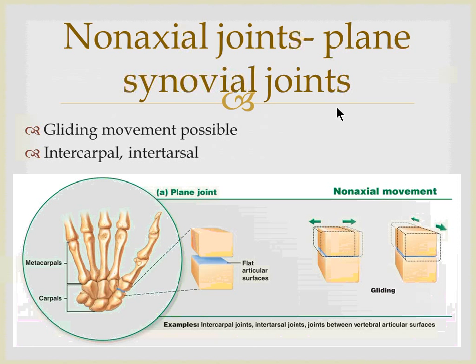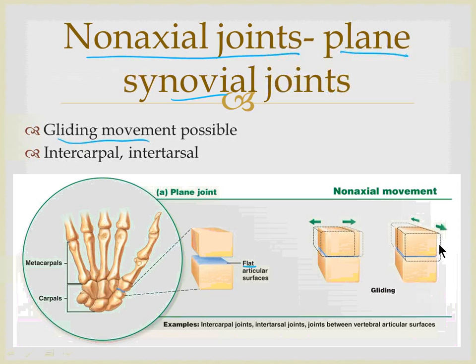But there are some synovial joints which do not move along any axis. All they do is a simple gliding movement. So we can't put them in any kind of axial joint, and that's why we call them non-axial joints. That means they do not move along any axis. These are called plane synovial joints because if you look at these surfaces, they are flat or plane. And all they have is a simple gliding movement. Can you see these bones are just gliding over each other? Very, very simple gliding movement is possible at these synovial joints.